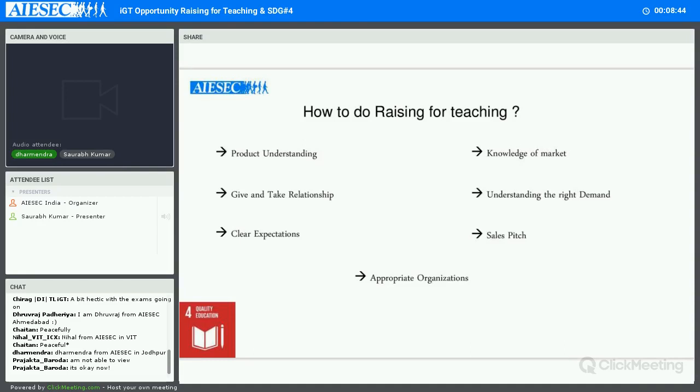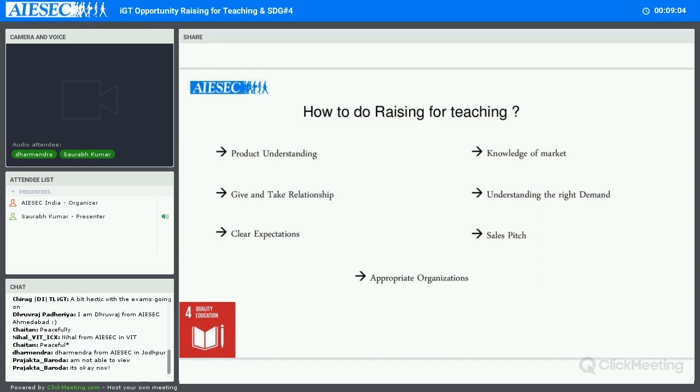So I'm just gonna do a presentation. I'm just gonna tell you about how to do raising and what exactly you should raise, your members or even you and whoever is working in iGT. We have seen that most of us work in just random directions. We do not have a single direction as to where we should work.